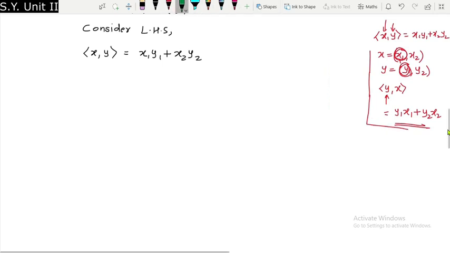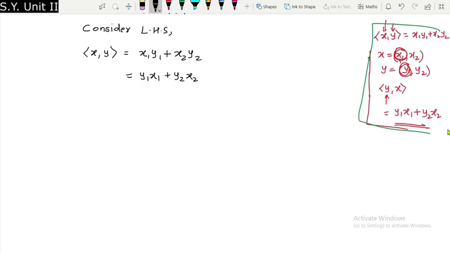But that can be easily done, okay? Because the same expression is exactly the same as what? This can be written as y1 x1 plus y2 x2. Because when you talk about real numbers, if you take any two real numbers, then 5 multiplied by 10 for example is the same as 10 multiplied by 5. So that property can be used. It is called the commutative property, and this is exactly equal to inner product of y with x, and that is our right hand side. Was simple, right?